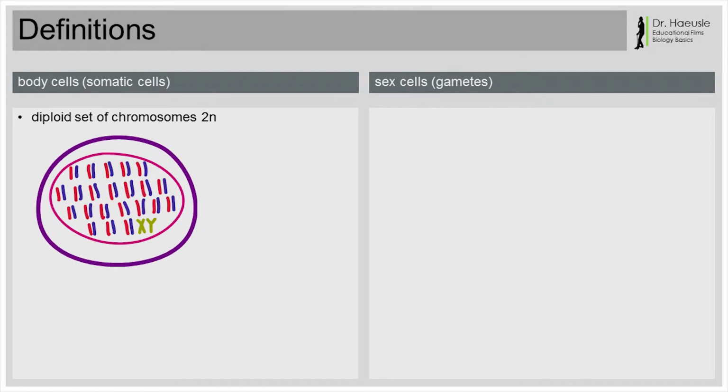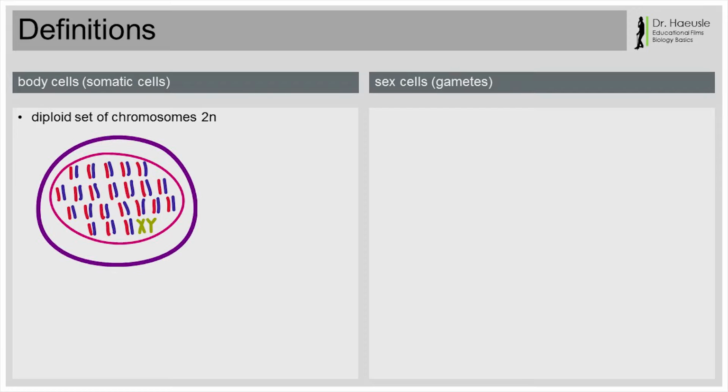A body cell or somatic cell has a diploid set of chromosomes in its nucleus. This set of chromosomes consists of 46 chromosomes. 23 come from the mother, 23 from the father. And why are 2 chromosomes green? These are the sex chromosomes, also known as X and Y chromosomes. In our sketch, we picture them as double-stranded chromosomes, so they are easier to distinguish from the others.